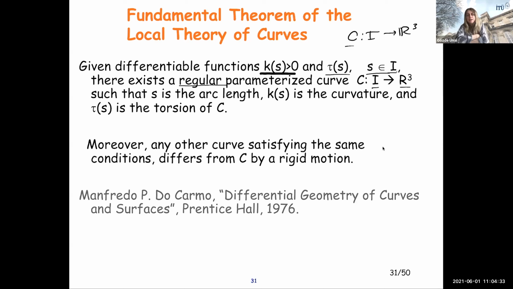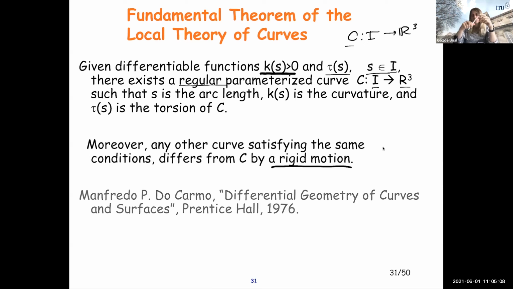I need them. And now I can, depending on the curvature and torsion at each point of that parameterized curve, define or find a regular parameterized curve. So it uniquely identifies the curve, but only up to a rigid motion. Any other curve satisfying the same conditions, meaning the same curvature and same torsion along the curve, is the same curve, but it may be rotated by a rigid motion.